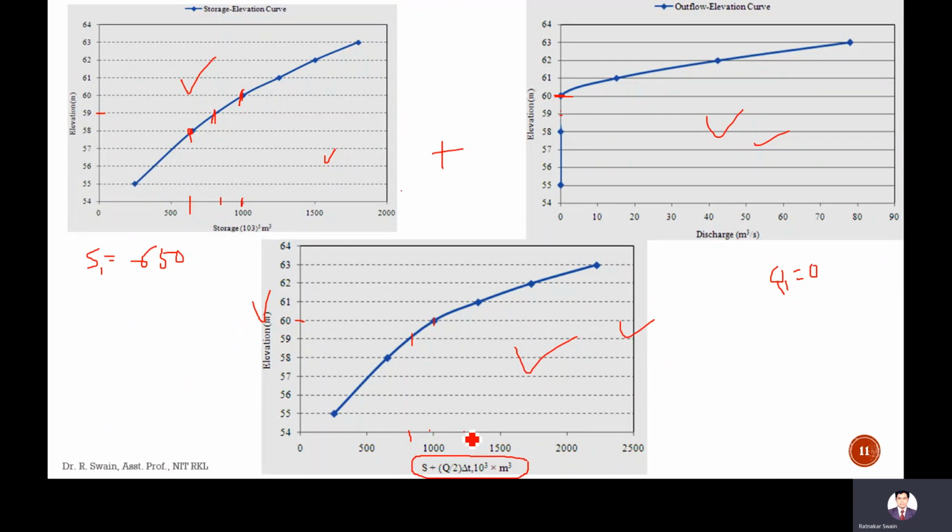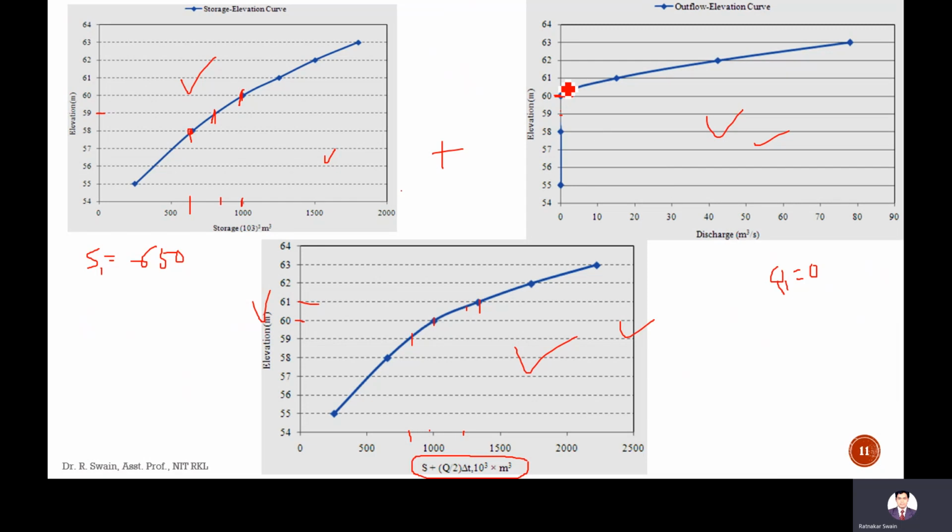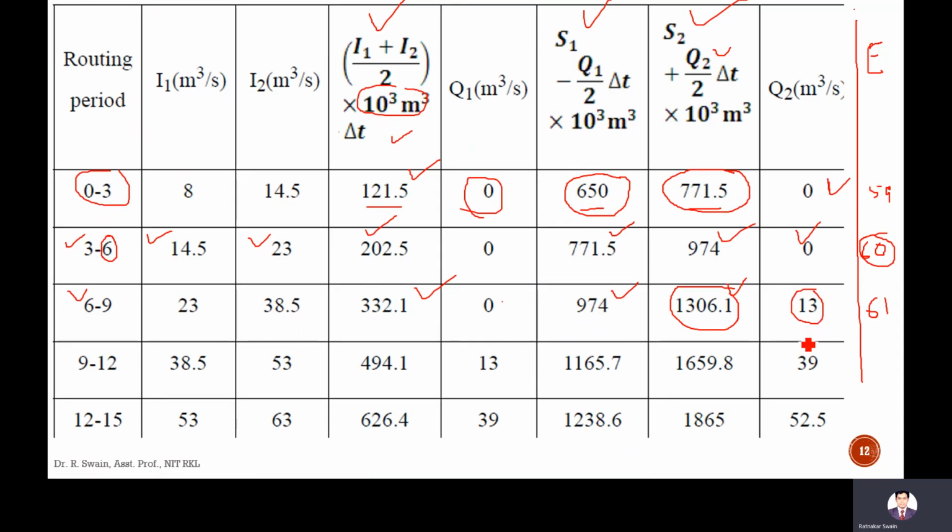1306 means somewhere here, between 60 and 61. So it will be 61, I think. Okay, so if we take 61, from this curve at 61 the value is nearly 13. Okay, that is 13.